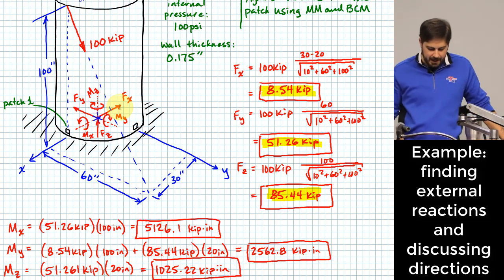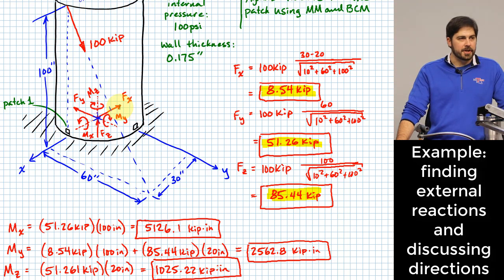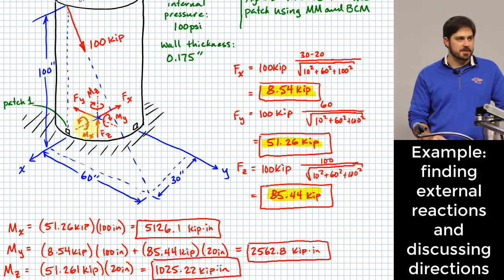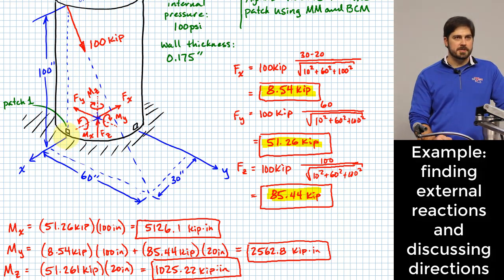Okay, let's think about the x-axis. Only the y component of the 100 kip force is going to create a moment around the x-axis. Right? That's the only one, because the only other one that could potentially create a moment around the x-axis would be the z component, and the line of action for the z component passes through the axis that we would be summing about, so it's not going to contribute.